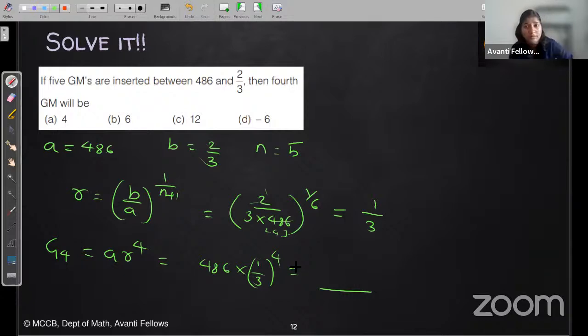The answer will be equal to 6, okay? So 3 raised to 4: 3 into 3 is 9, 9 squared will be 81. 486 divided by 81 will be 6. Fine? So this is the answer. Is it clear to you all? Any doubt in this?